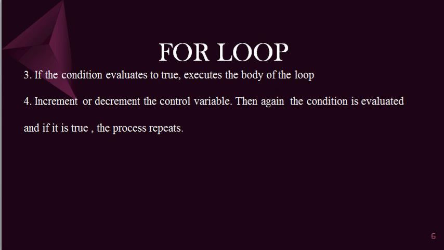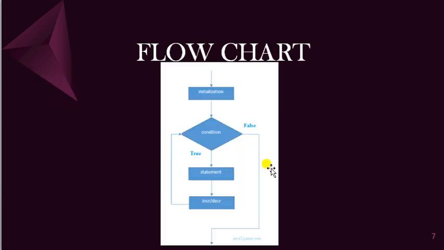So it contains three parts: initialization, then test condition, then increment or decrement of the control variable. These are the three parts of the for loop. We can see the flow chart of the for loop. Here you can see there is an initialization part, then it checks the condition, and if it is true, the set of statements inside the body of the loop will be executed. After that, the increment or decrement operation is performed, then it checks the condition again, and it repeats if the condition is true.